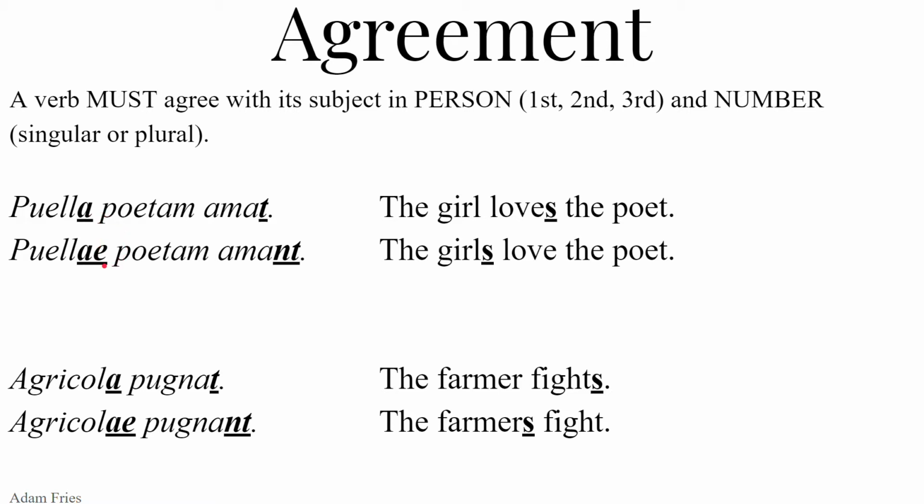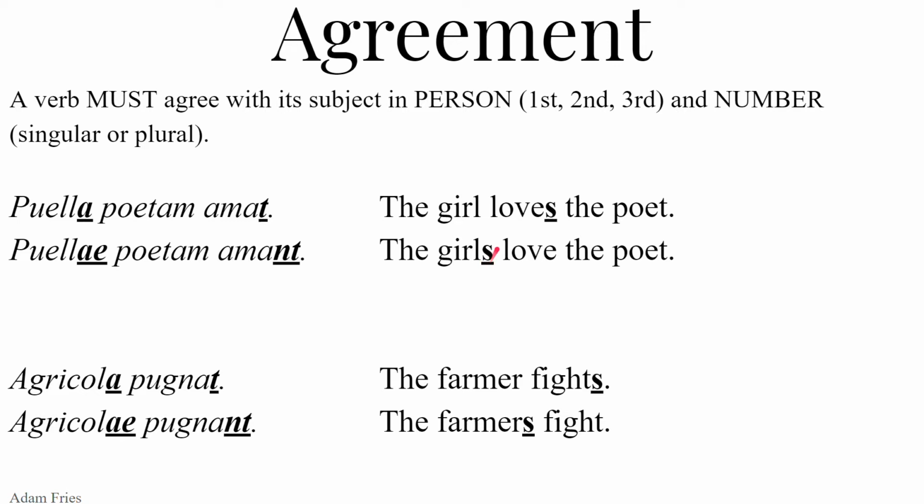But if we have plural girls, puellae, we change this from the singular nominative to the plural nominative. Now they are third person plural. The verb must also follow suit to amant, not amat, third person singular, but amant, third person plural, the -ant ending. English does the same thing.